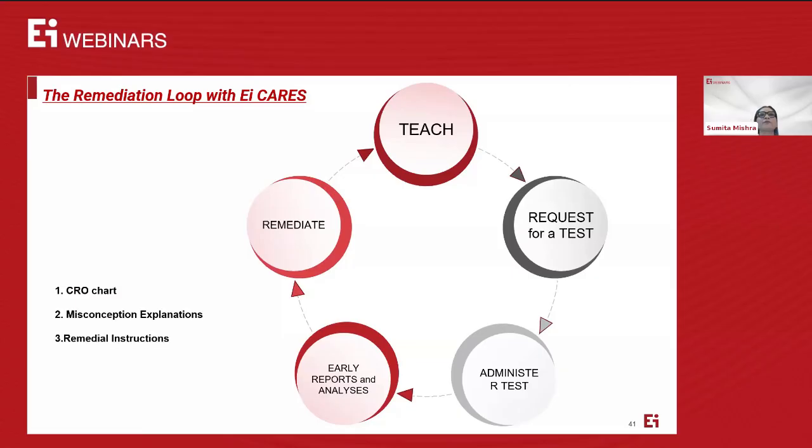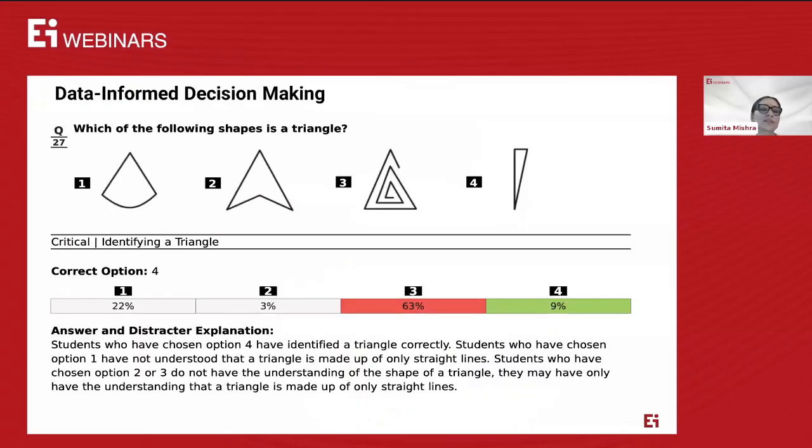Before the last final point, before we close our session, I'll quickly share one example of how we are looking at misconception explanations and learning. How do we remediate learning gaps? This is a question that has come from one of the reports, and it is a very simple question we gave to grade 3 and grade 4 students, and we asked them to identify a triangle. Guess which shape they would have picked.